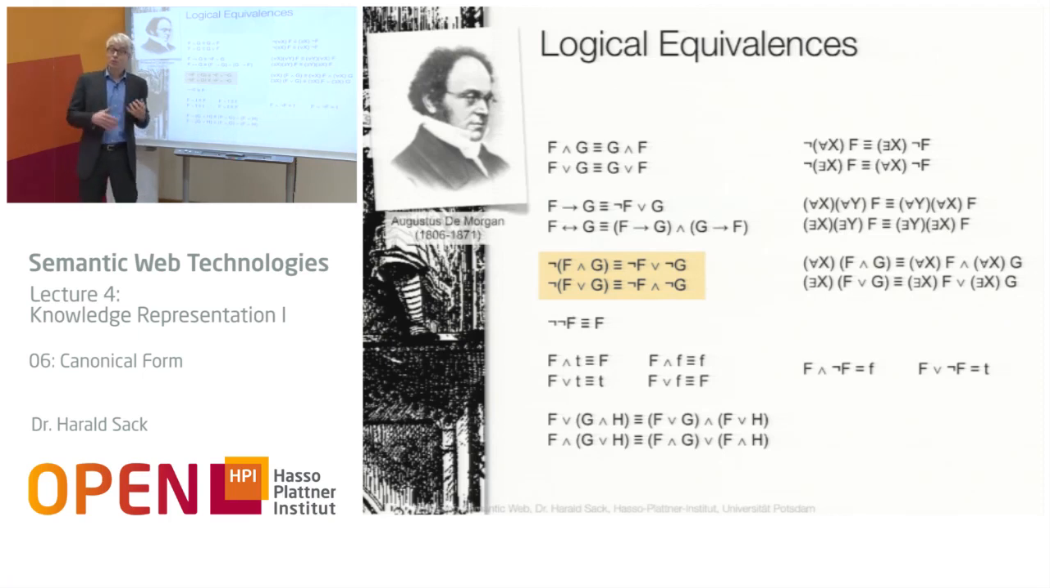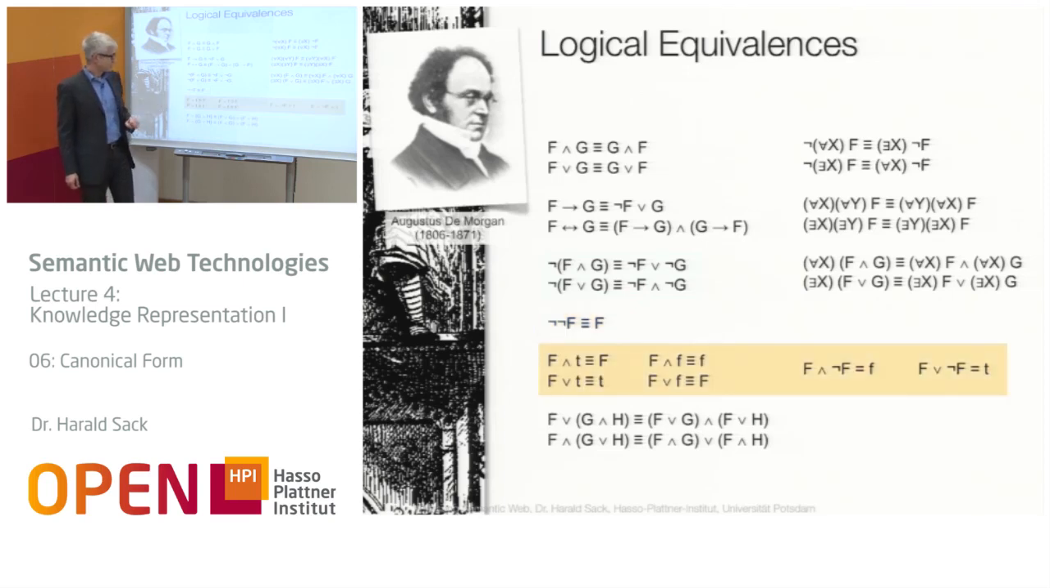So what you do by applying De Morgan's law is you switch between conjunction and disjunction or vice versa. And the second thing is you also change the position of the negation. The next thing you might have seen before, this is a double negation, and a double negation inverts itself. So double negated F equals F.